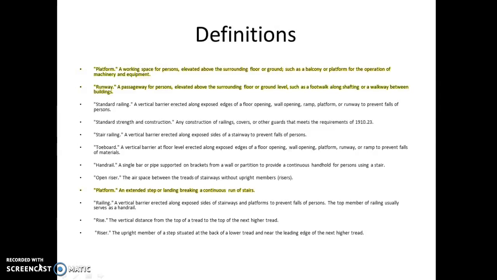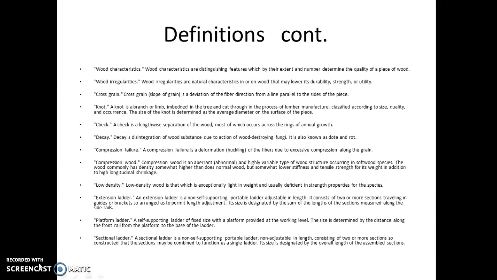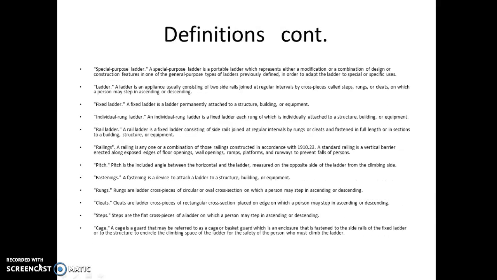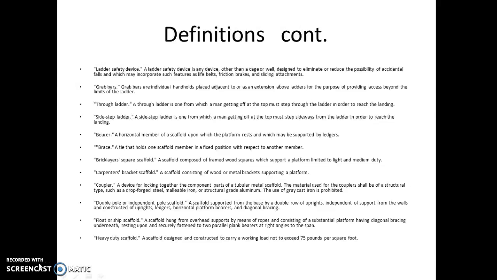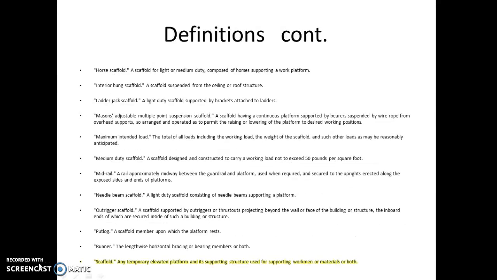Several more definitions that go along with this. Scaffold: a temporary elevated platform and its supporting structure used to support workmen or materials or both.